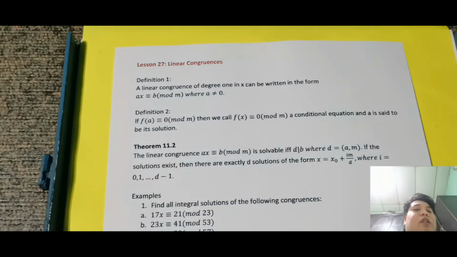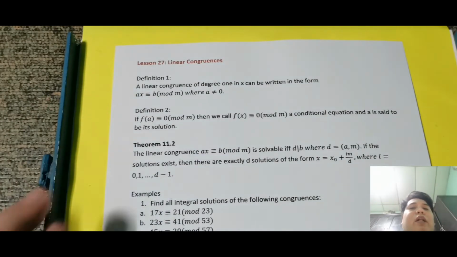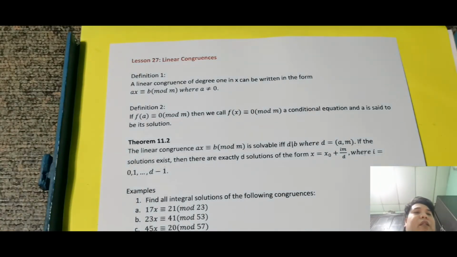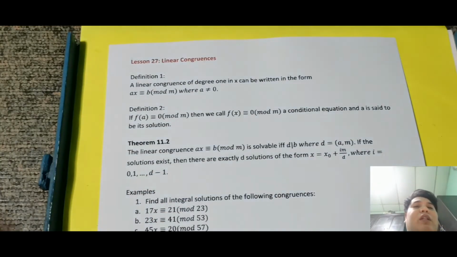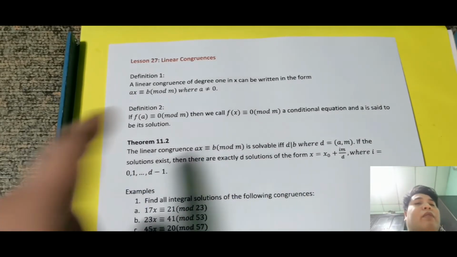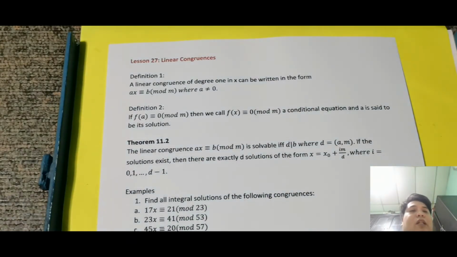Then the solution exists. Then there are exactly d solutions of the form x is equal to x naught plus im over d, where i is equal to 0, 1, 2, 3 hanggang d minus 1. Mamaya sa example number 2, gagamitin ko to, makikita mo bakit. May theorem akong tatawagin from previous video kung saan pwede natin gamitin yun. Tapos, apply na natin tong solution to. Hindi to lagi yung eksaktong solution niya. May mga possible solution na nag-iisa lang siya.